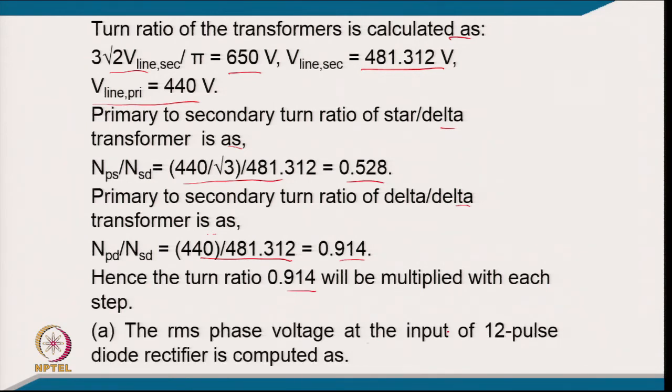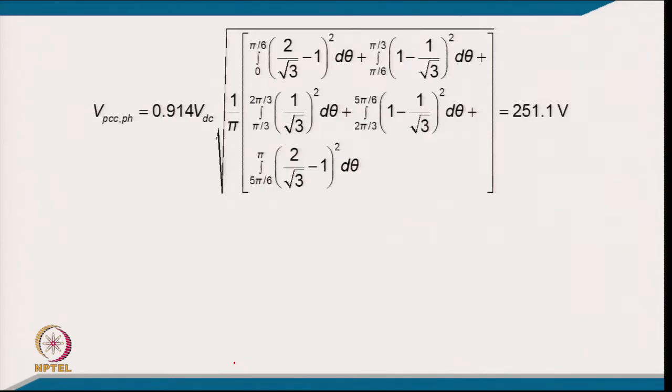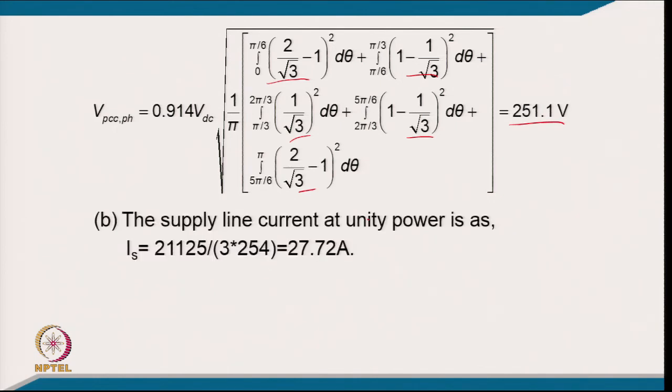So, the RMS phase voltage at the input of the 12 pulse converter is calculated from this relation. This is the voltage we are calculating for a segment of the stepped waveform at the diode rectifier input. So, 0.914 VDC 1 upon pi, first segment, second segment, third, fourth and fifth segment, and this comes to an RMS voltage at the input of the diode rectifier of 251.1 volt. The RMS supply line current at unity power factor is Is equal to the active power 21,125 divided by 3 into the phase voltage at supply 254, because power factor is unity.